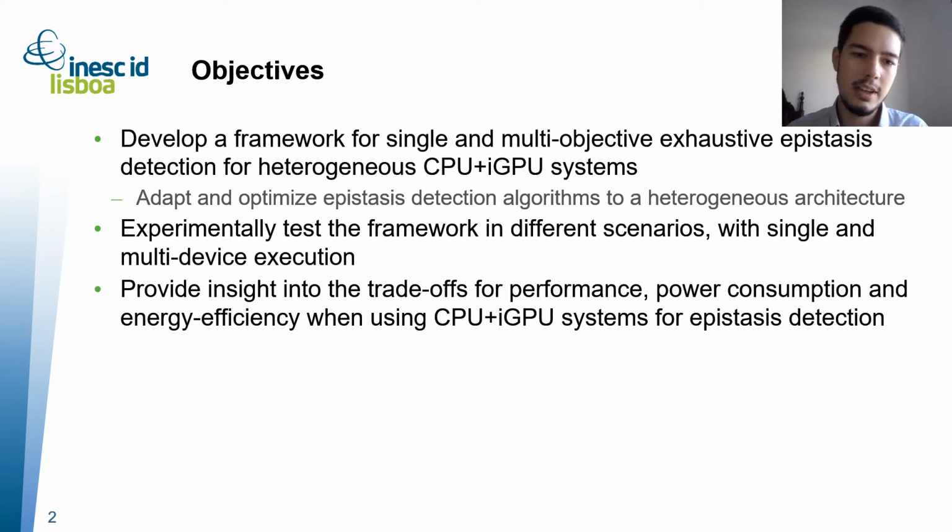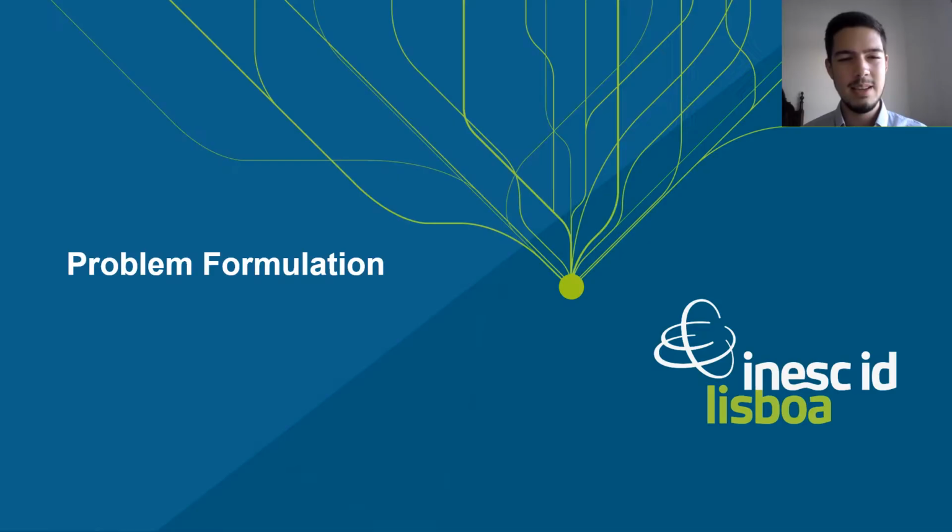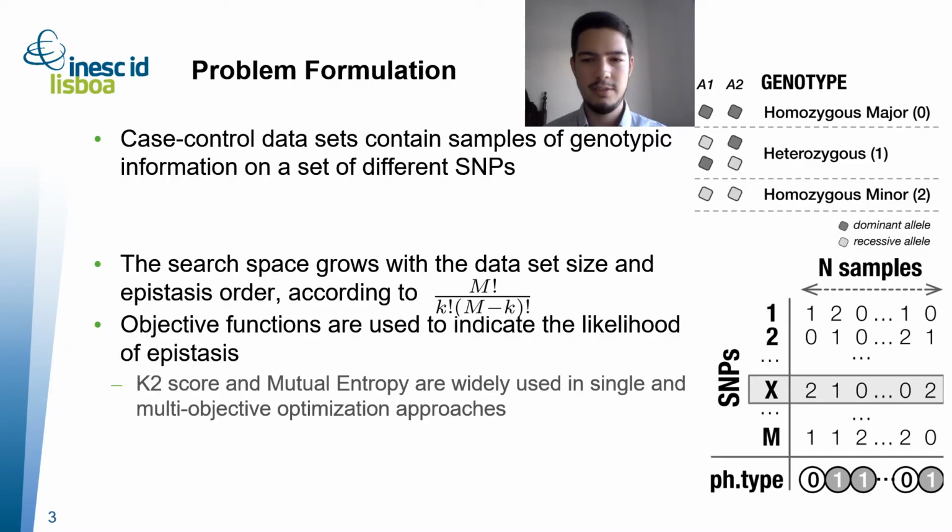The objectives of this work are thus to develop a framework for single and multi-objective exhaustive search for epistasis in these heterogeneous CPU and iGPU systems. We will adapt an existing algorithm and optimize it for this architecture. Then we will experimentally test this framework in different scenarios, both using one device or more than one device simultaneously. And hopefully we will provide some insight into the trade-offs of using this architecture for performance, but also power consumption and energy efficiency. Here's an overview of the contents of this presentation, and we will start with the problem formulation.